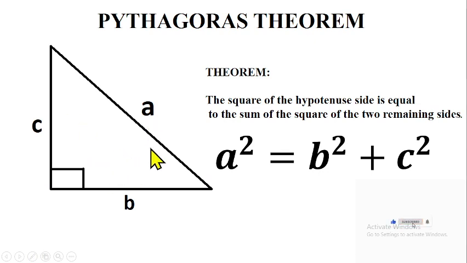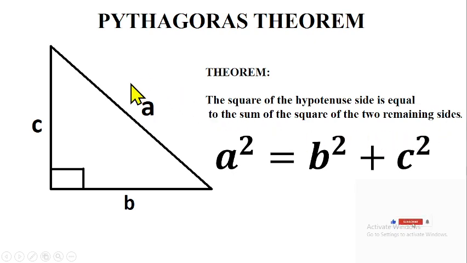I hope I'm clear. Now, if you understand that, let's talk about the Pythagoras theorem. The Pythagoras theorem is saying that the square of the hypotenuse side. Now that we know where the hypotenuse side is, which is this side because it is facing this right angle, we square this side. We have already labeled this side A. So we square it. The square of the hypotenuse side is equal to the sum of the squares of the two remaining sides.